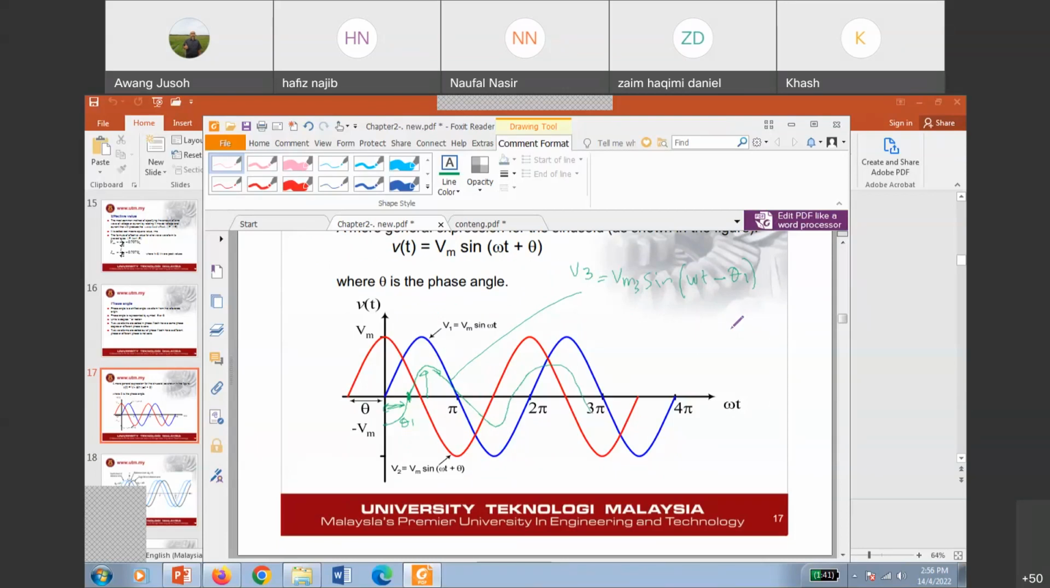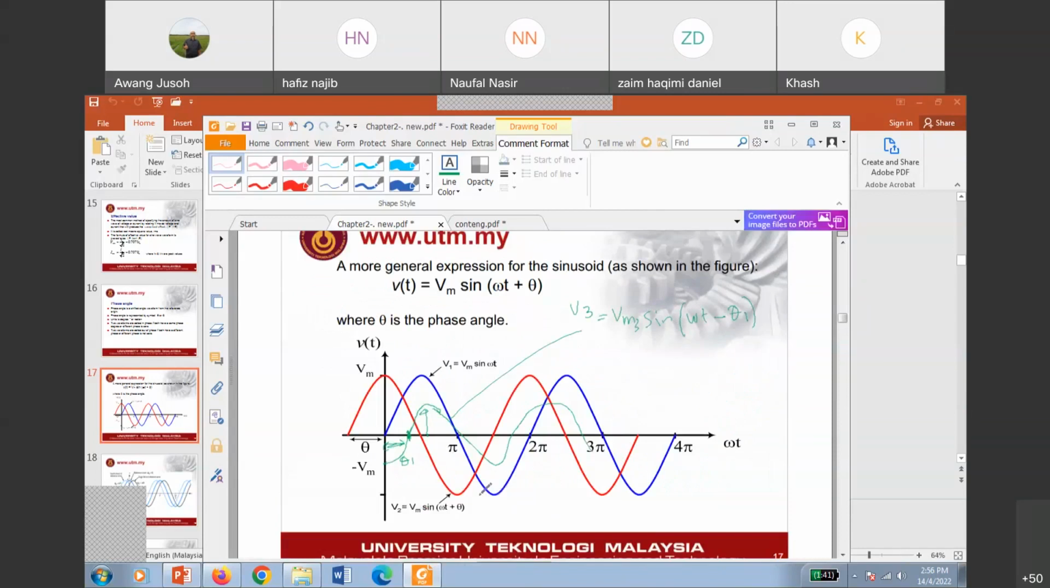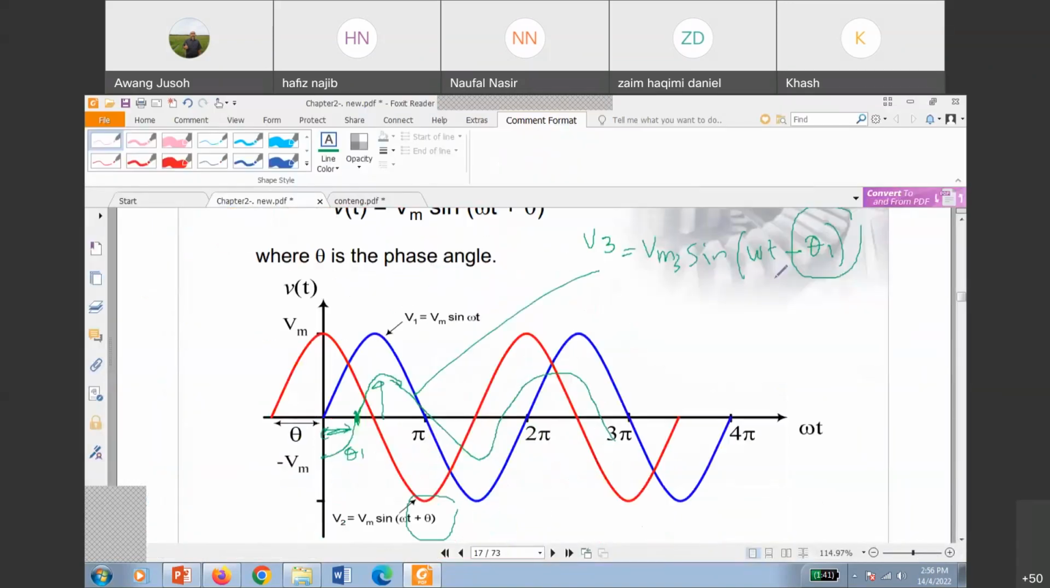Kalau sine, the blue color is the reference for us lah. The red color tu dia leading blue by theta degree. Then that's why you put plus there lah. And the green color is lagging the blue color by theta 1. So you put negative theta 1. Itu cara nak represent the waveform. Okay, ada soalan?